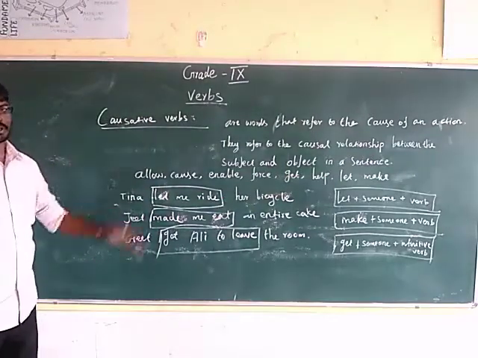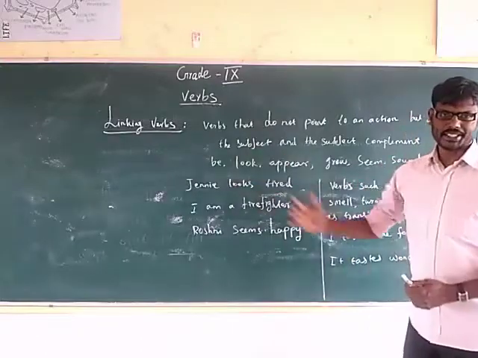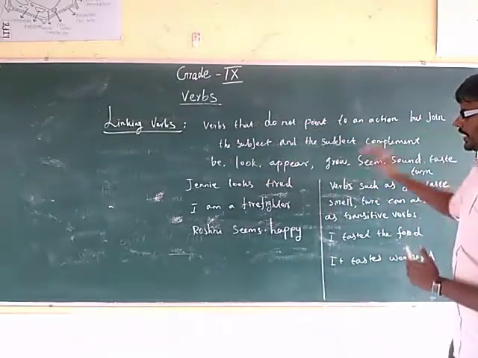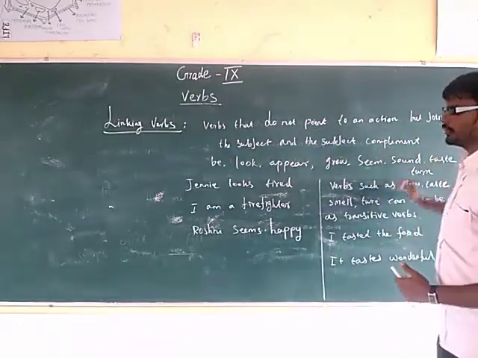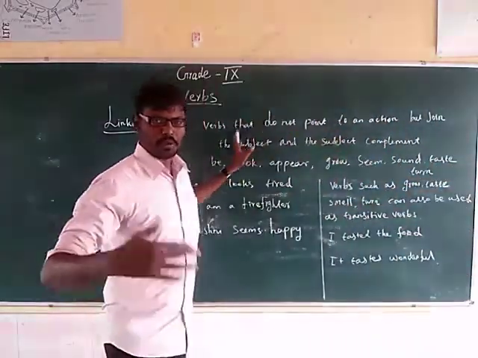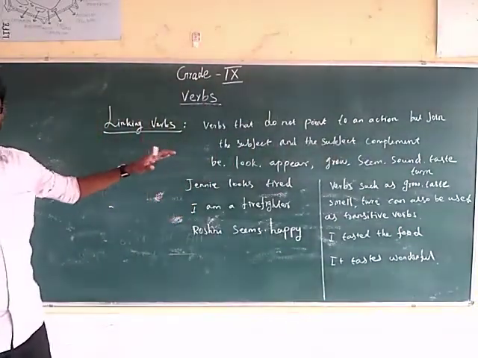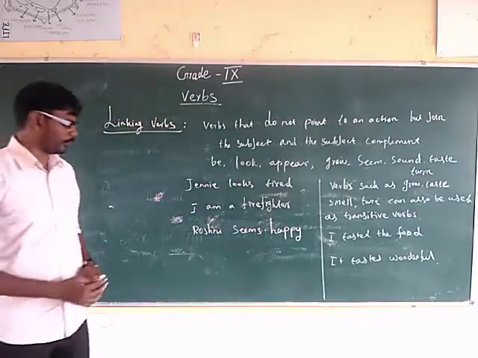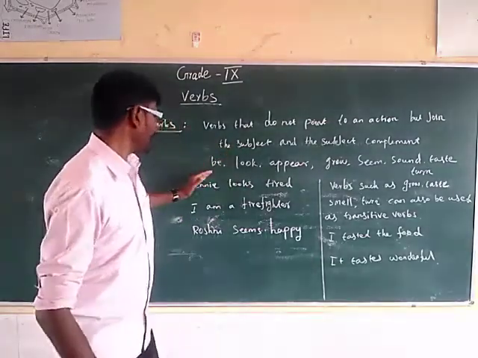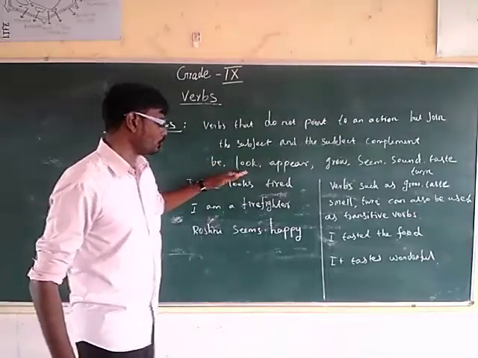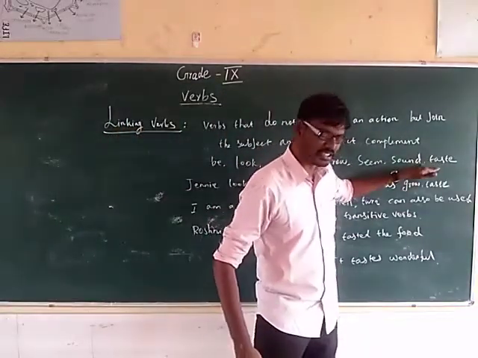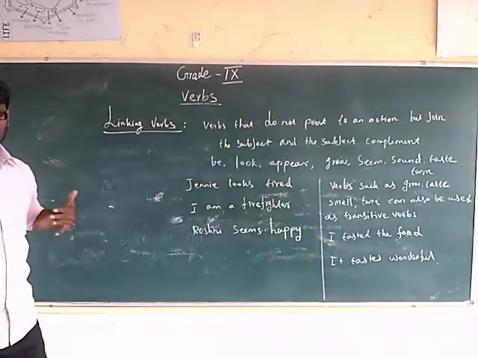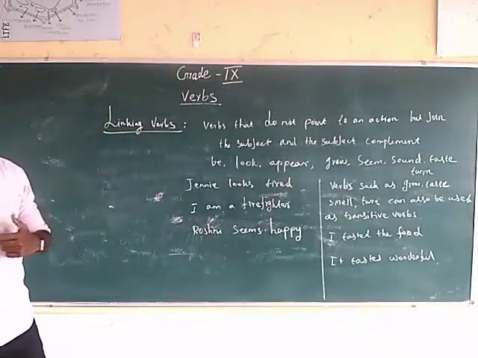Next we will be studying linking verbs. Linking verbs are verbs that do not point to an action but join the subject and the subject complement. These verbs do not point to the action but link the subject and the object. Here: be forms, look, appear, grow, seem, sound, taste, turn. These are some of the linking verbs, which link the subject and the object but do not point to an action.